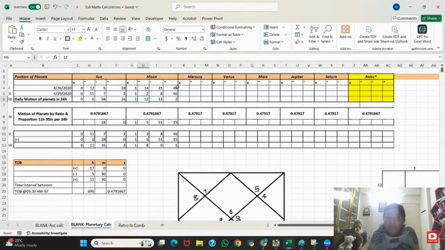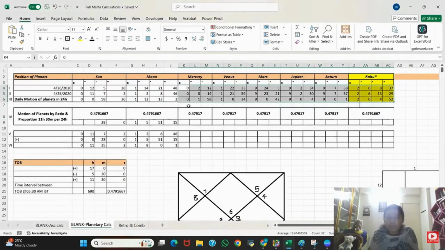And then similarly for Mercury, Venus, Mars, Jupiter, Saturn, I have already noted down here what the position is for 26th as well as for 25th. So we arrive at the difference for planetary motion. Mercury, we knew, will move around 3 minutes or 2.5 minutes per day. So it is almost close to 2 minutes. So it is at the right motion.